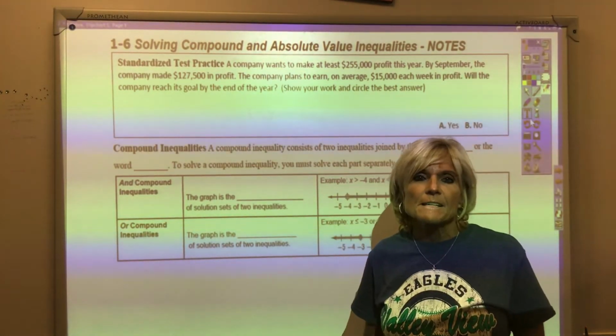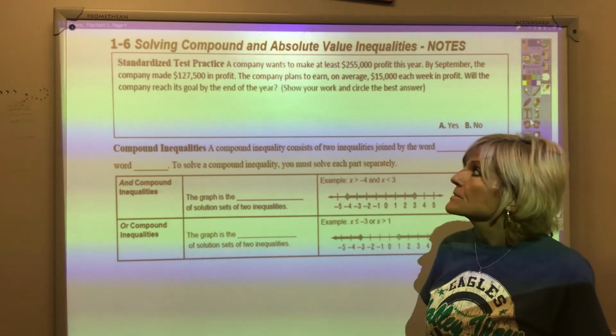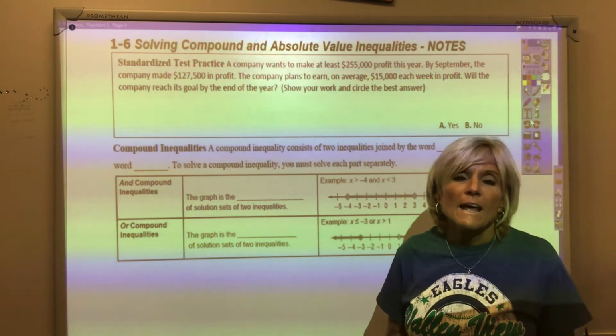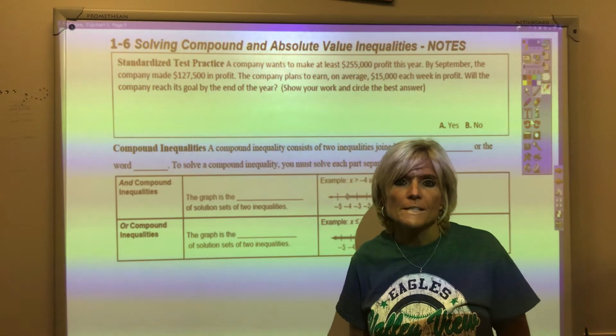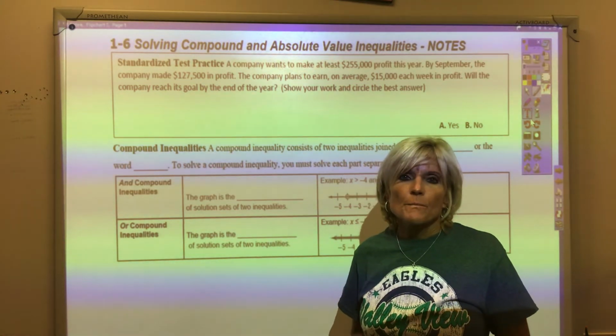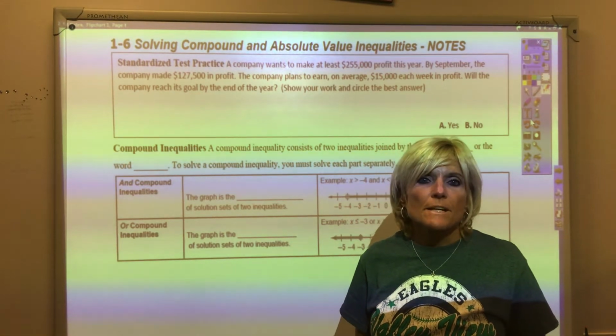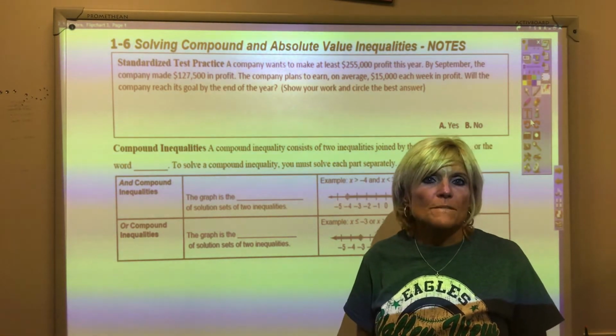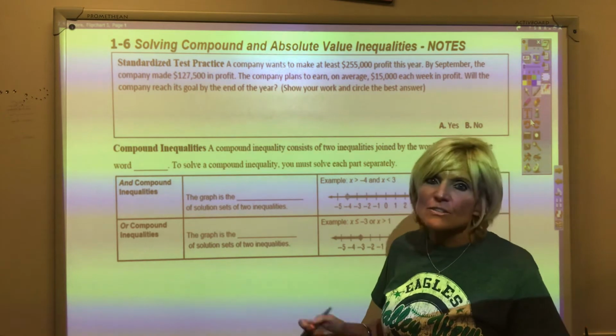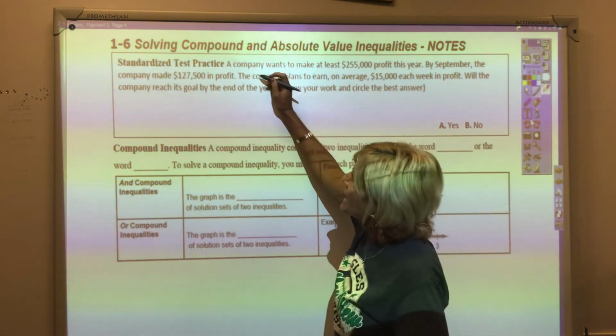Hi class, today we're going to talk about solving compound and absolute value inequalities. We're going to skip the standardized test practice problem today since we skipped the word problems from section 1.5. So you can just mark a line through it, would be fine.